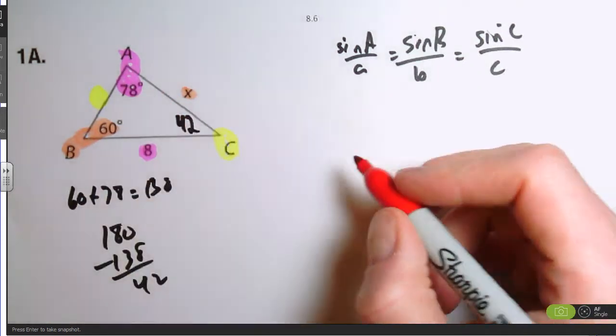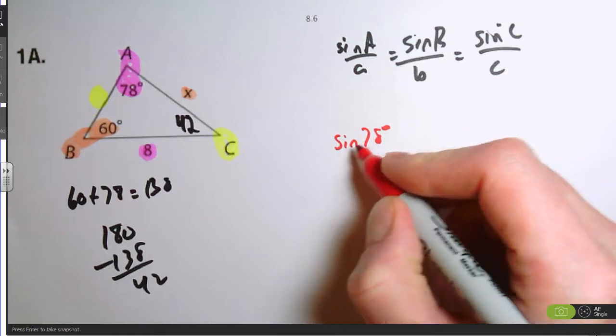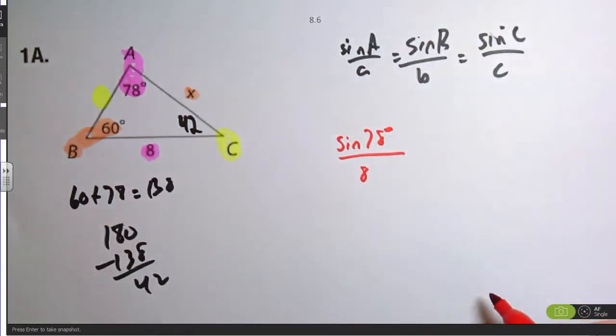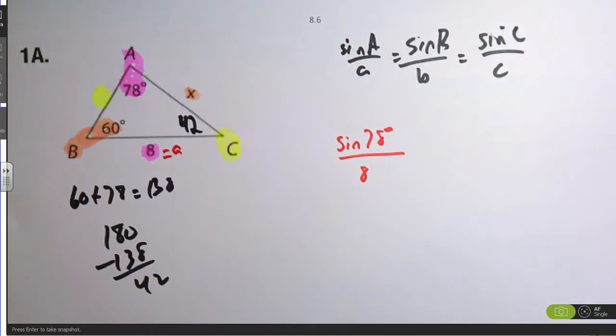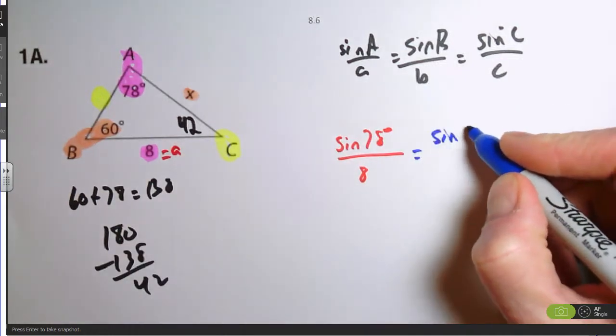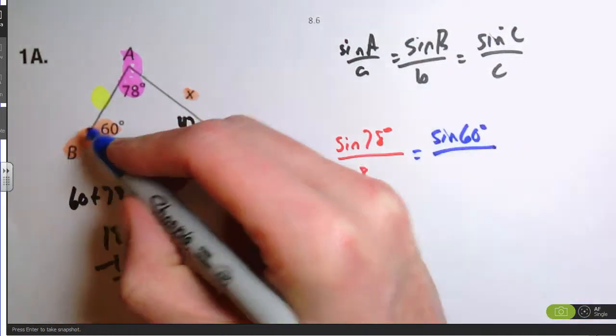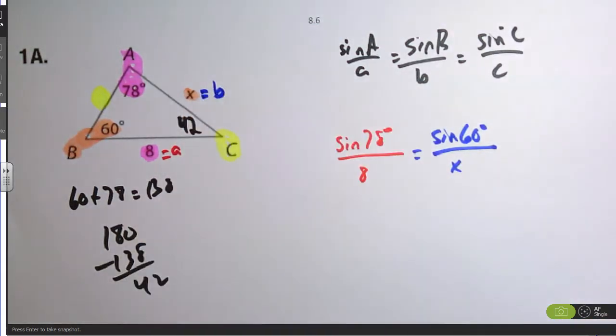So the sine of angle A, well, angle A is 78 degrees, so it's the sine of 78 degrees divided by the length of side a, which is 8. Equals the sine of angle B, well, angle B is 60, over its opposite side, which was x. I don't know that one. That's what I'm looking for.